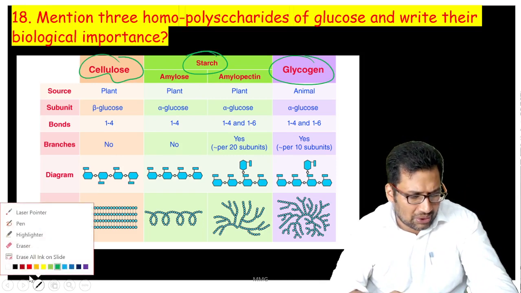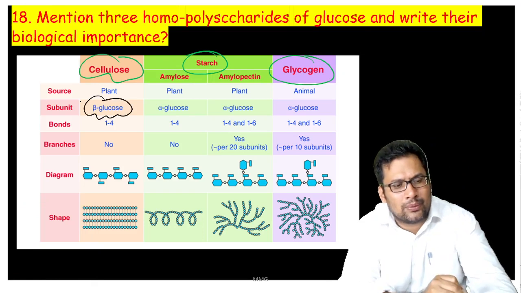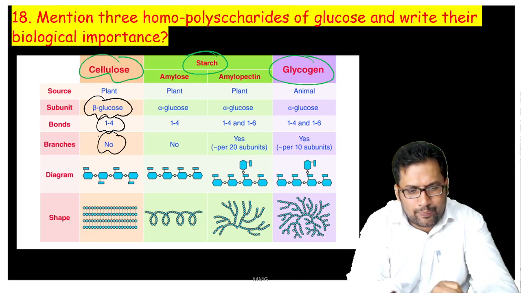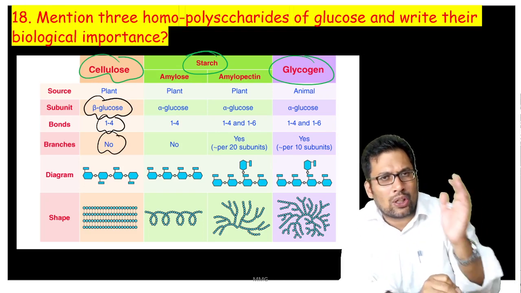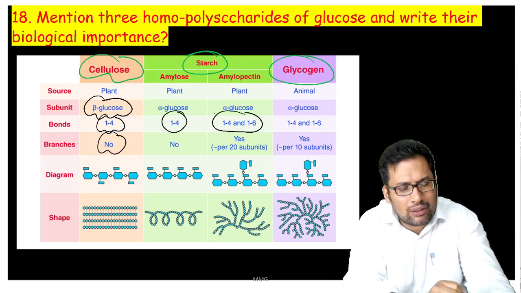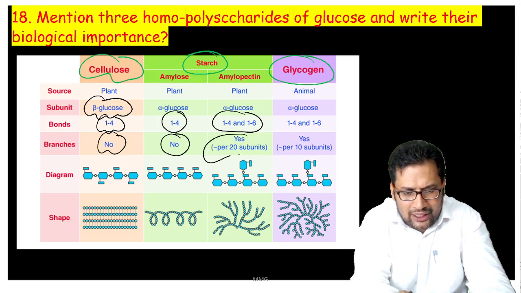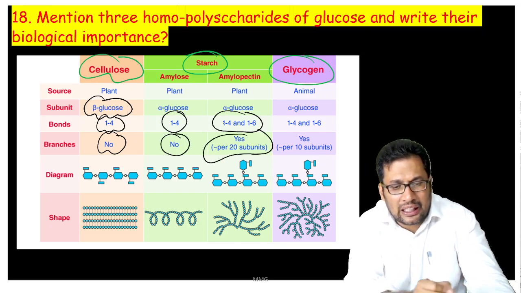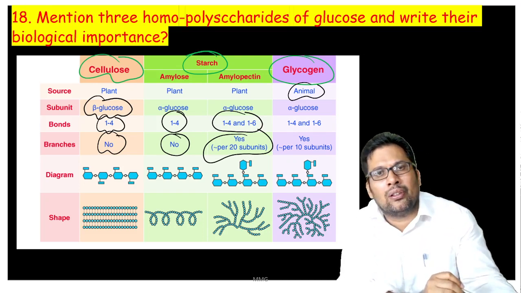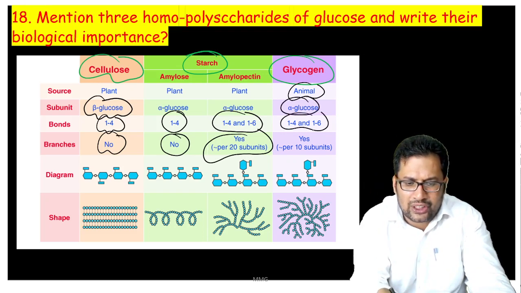So what is cellulose? Cellulose is beta glucose. The bond is 1,4. No branches. Starch has two components, amylose and amylopectin. It has both 1,4 and 1,6 bonds. It is nothing but alpha glucose. Amylose has no branching. Amylopectin has branches. Glycogen is the animal storage form of glucose. Alpha glucose, it has 1,4 and 1,6.